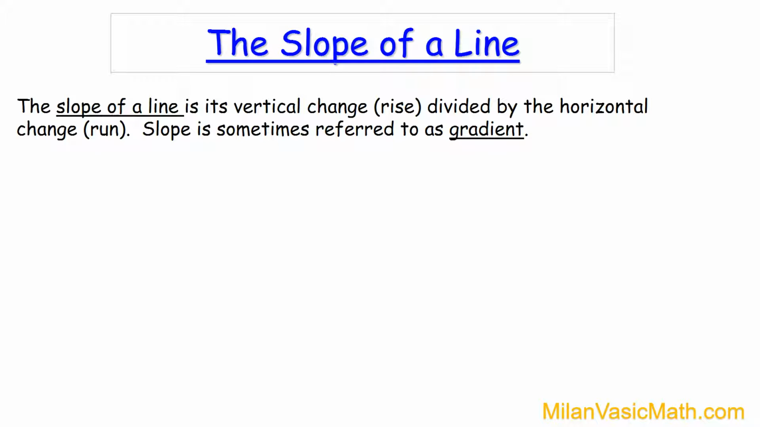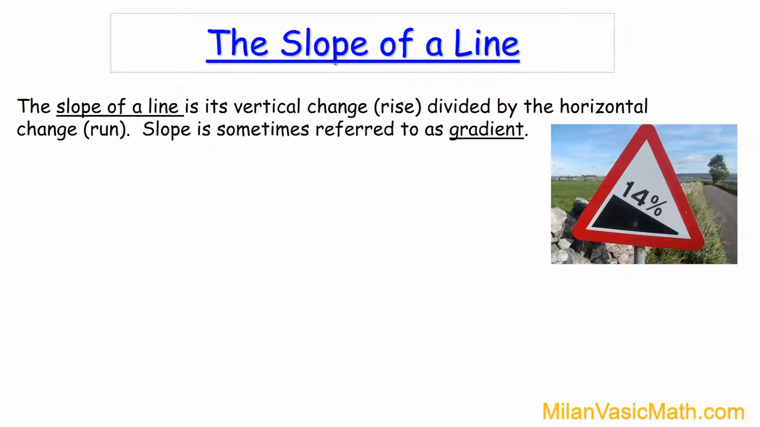The slope of a line is its vertical change, also called the rise, divided by the horizontal change. Sometimes slope is referred to as gradient. You might have seen these signs on the highway or a road. They show when the road is very steep.